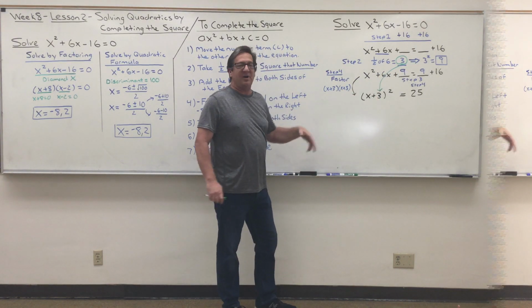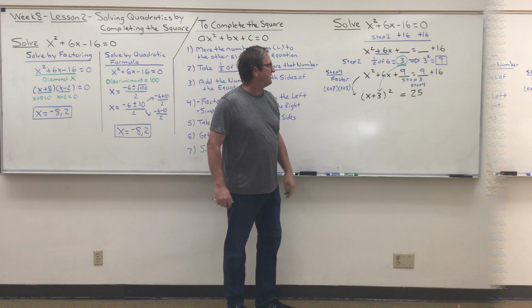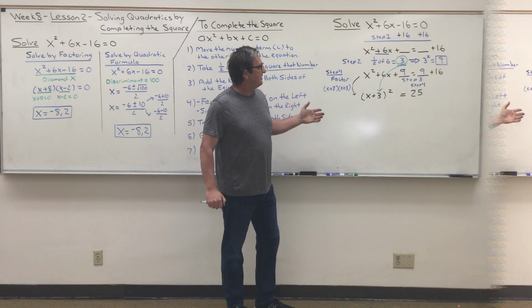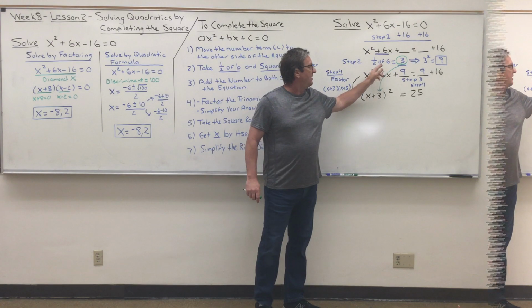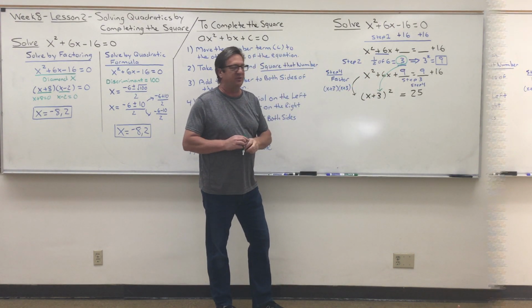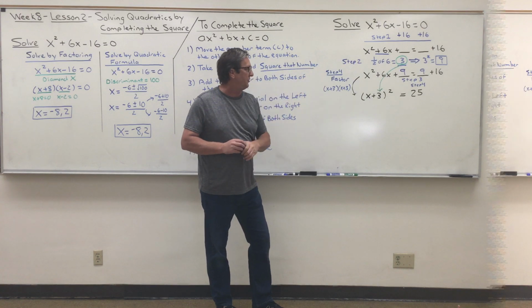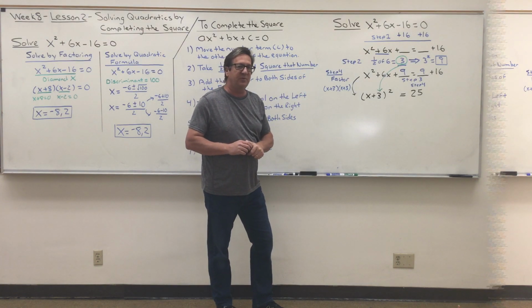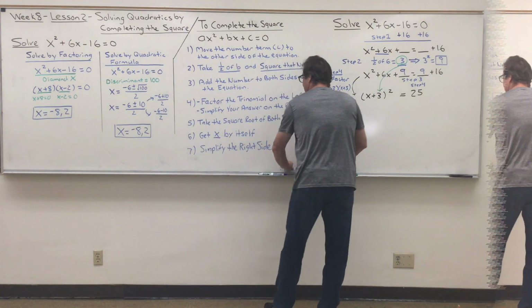If you do this problem over and over again, you're going to get that same result. So the shortcut is, on the left-hand side, whatever you take half of, that answer goes into your square. And here's the proof for it right here. Okay. Step 5.